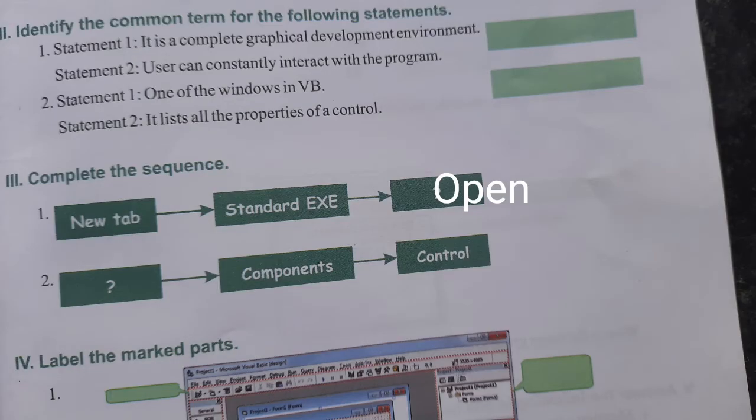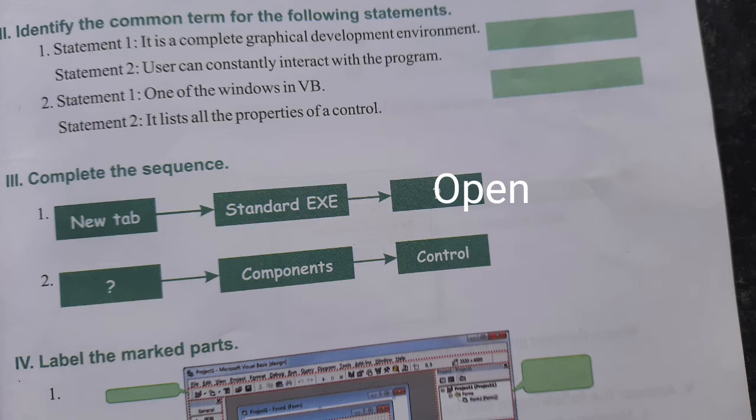Let us discuss the third one, complete the sequence. The steps are given in words on how to open some controls. First one, new tab. Second in the sequence, Standard EXE. When you open the VB application, we get one window. In that window we can see a new tab, and I click on the Standard EXE icon. The next step in this sequence, open. So these are the steps we have to follow for opening a form. The answer for the first one, form. First step is the new tab, go to Standard EXE and click open for opening a form.